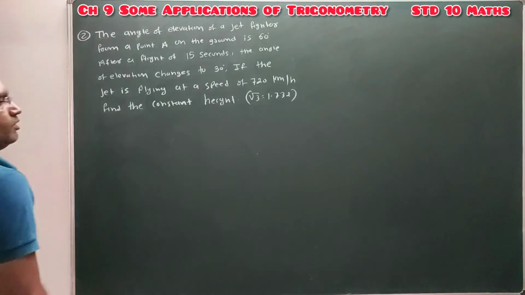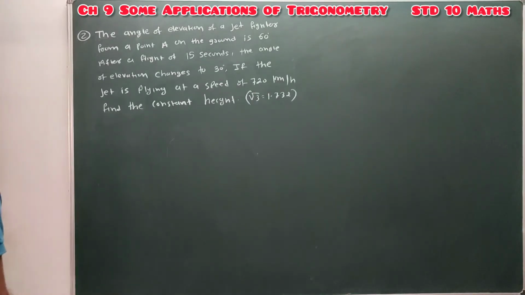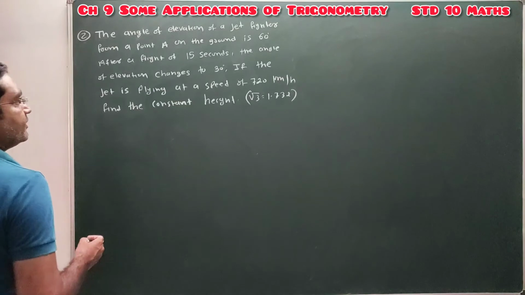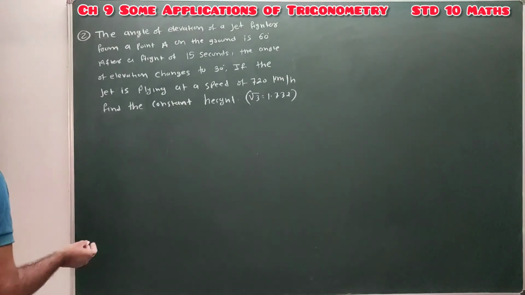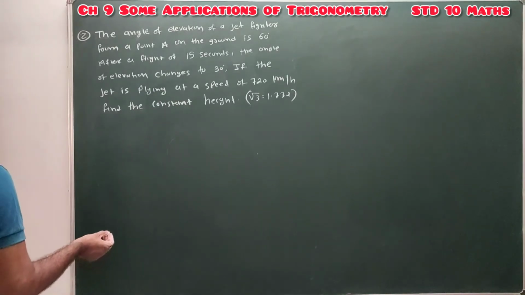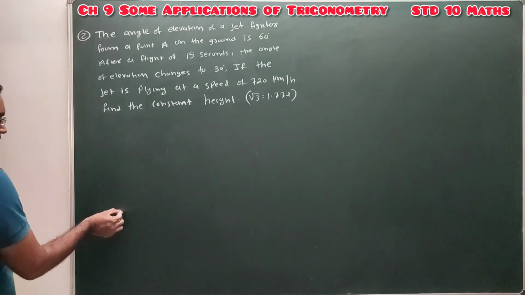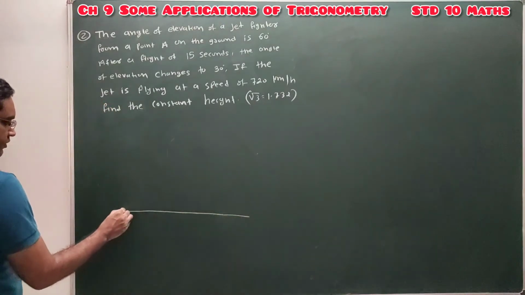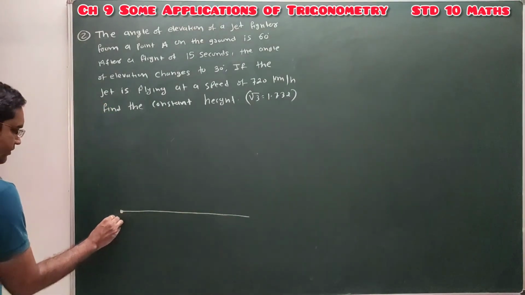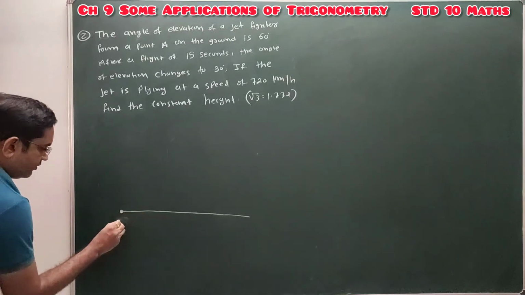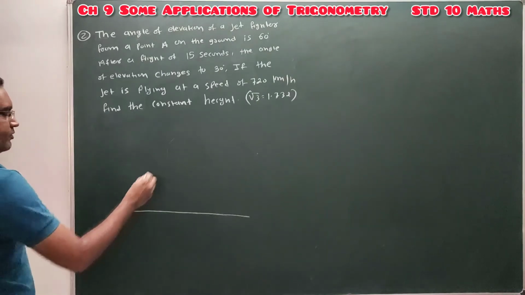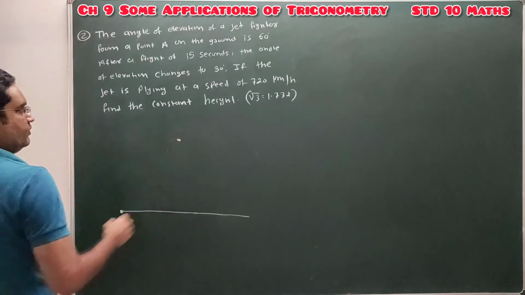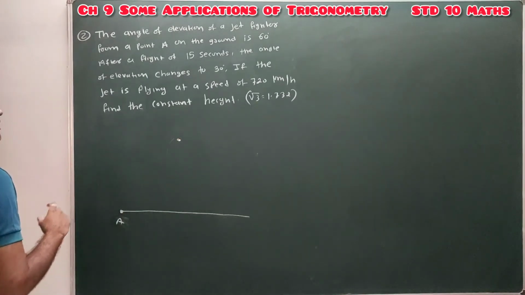Okay, now students, question number 2. A very good question is there. The angle of elevation of a jet fighter from a point A on the ground is 60 degree. So the angle of elevation of the jet fighter from a point A on the ground. So the fighter plane is there and the point of observation is a point on the ground. So let us now consider this is point A, on the ground. From this point A, the observer observes a fighter plane and the angle of elevation is 60 degree.